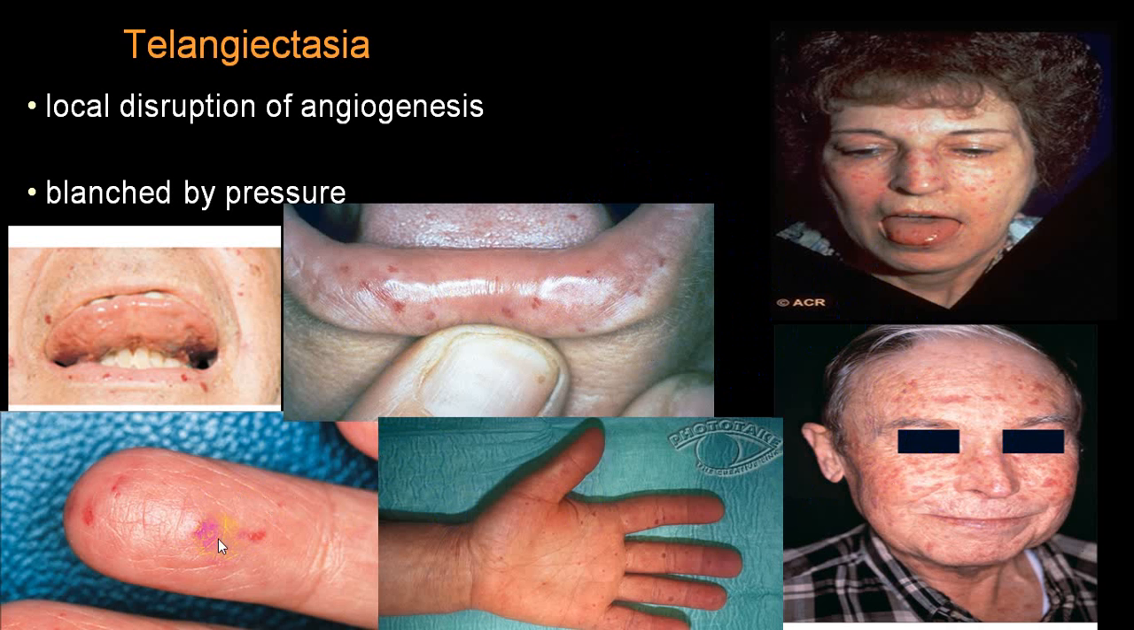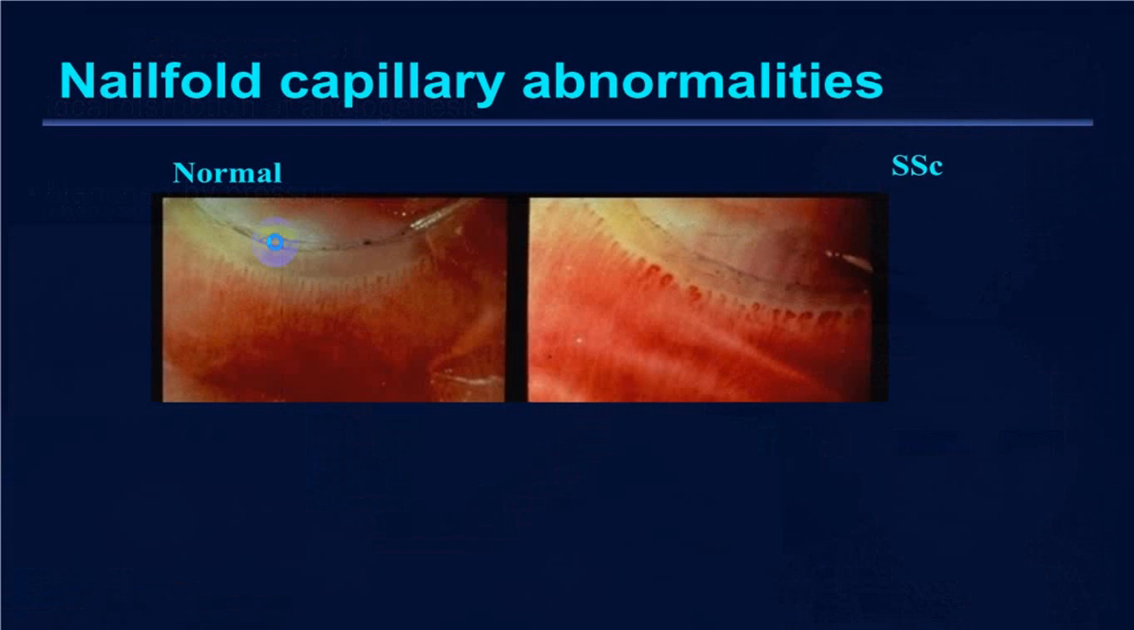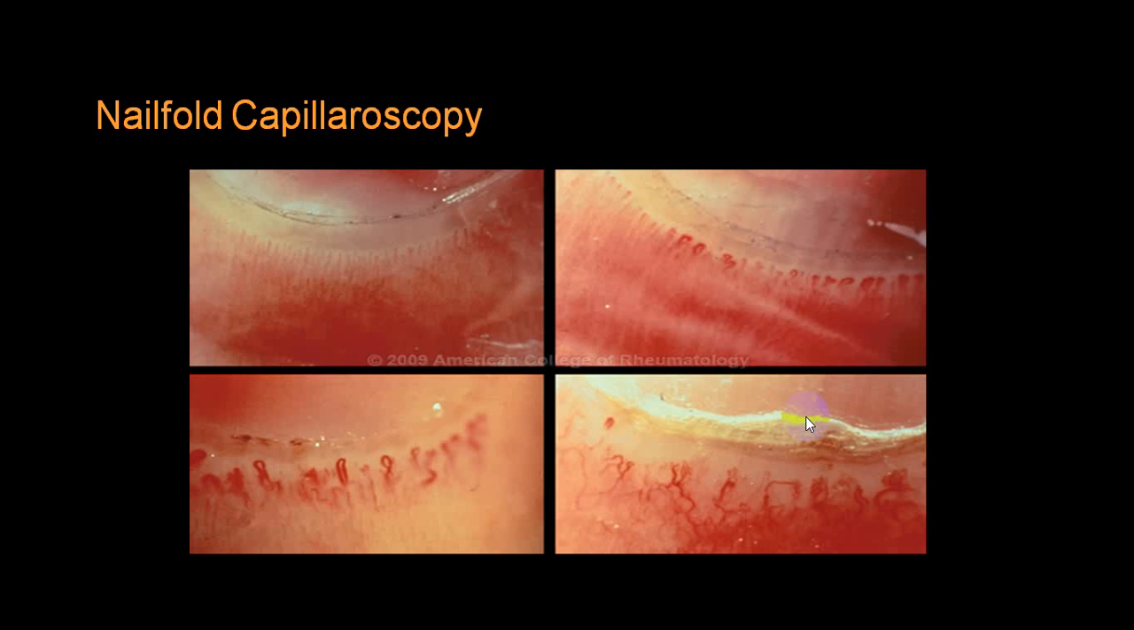Occasionally over the fingertips. Local disruption of angiogenesis, which blanches by pressure. That is typical telangiectasia. This is nail fold capillary. This is normal. You can see normal capillary. You can see this capillary are dilated. And if you see dropouts, suddenly there is no further, then that is very common in diffuse variety. You can see here, these are dilated and then there is a dropout.